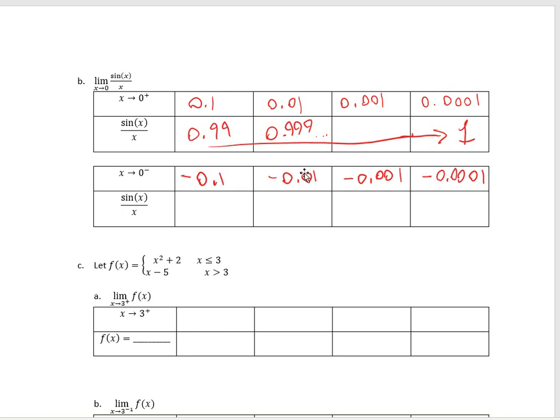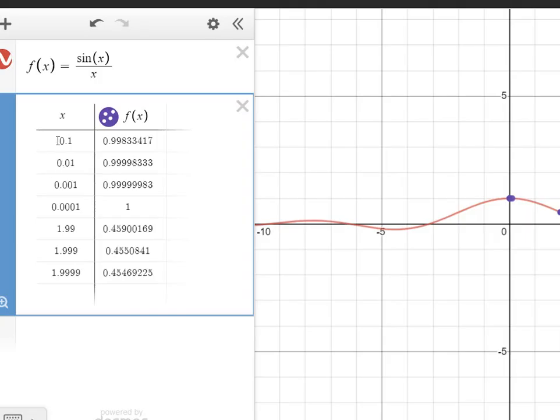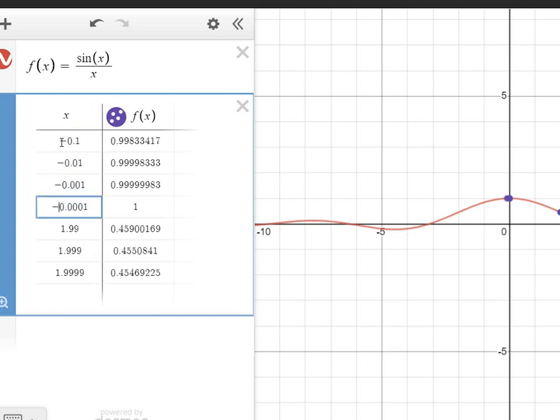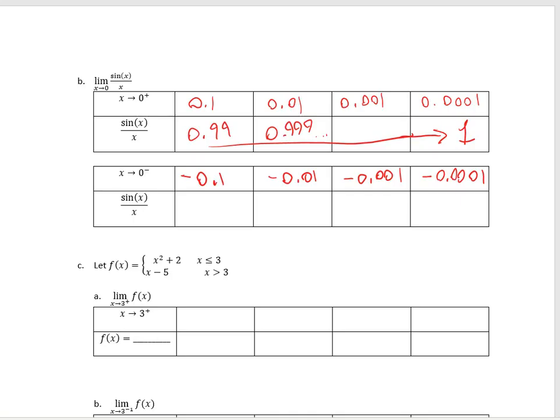Now, let's also make sure that when we approach from the other side, we also get 1. If I look at these values and just plug in a negative in front of them, it also looks like they are approaching 1. So overall, I would say that the limit of this is 1.